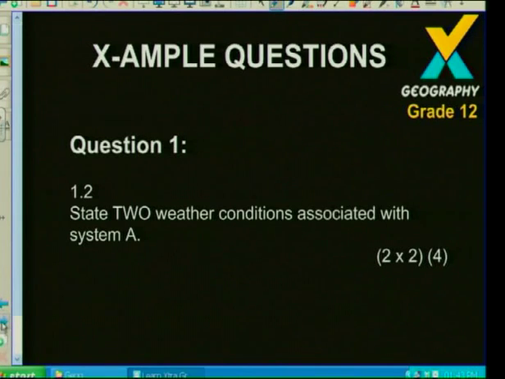State 2 weather conditions associated with system A. From here, you would pick up that we are referring to the tropical cyclone in the first one. Okay? Now, again, this is very important to identify or define, because if we got the first part wrong and we couldn't identify it as a tropical cyclone, then we do have problems.